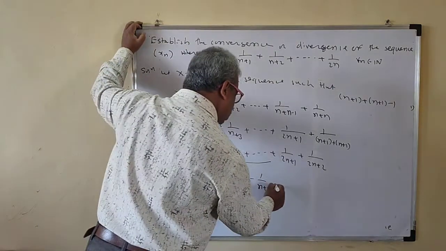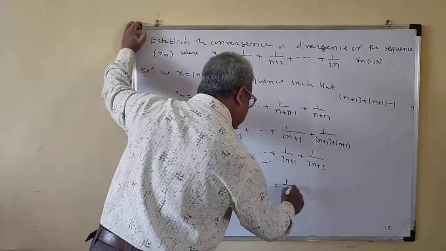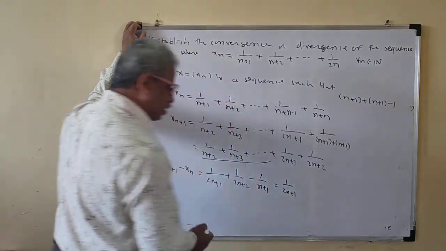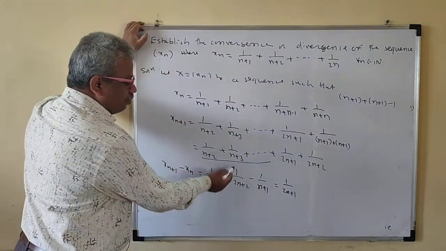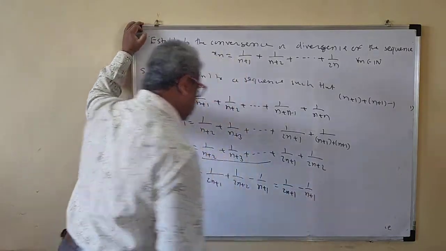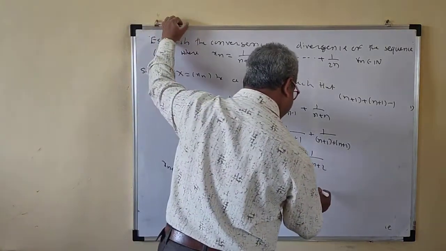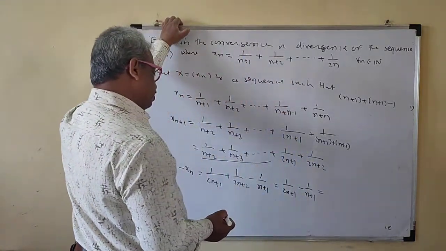Okay, so what will we do? First we will do this one. This is 1 upon twice n plus 1, 1 upon twice n plus 1. This is half now, half minus 1 upon n plus 1, minus 1 upon n plus 1. We will cross multiply this.